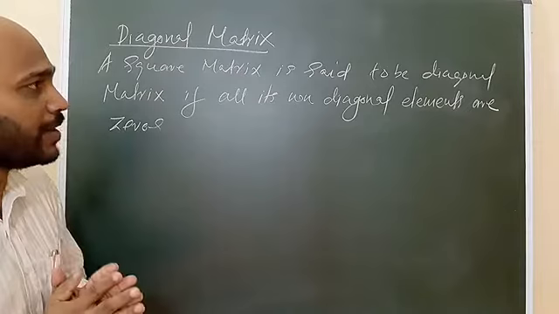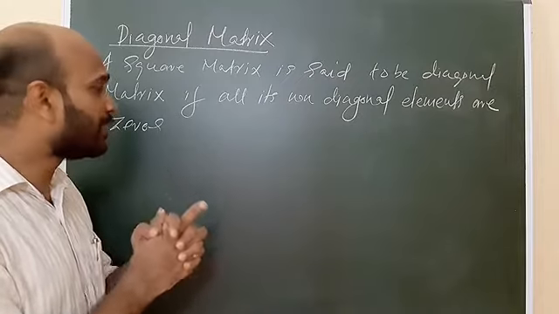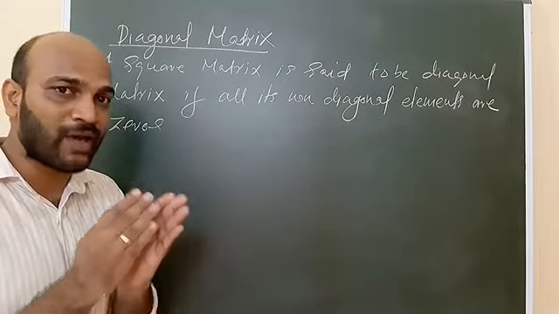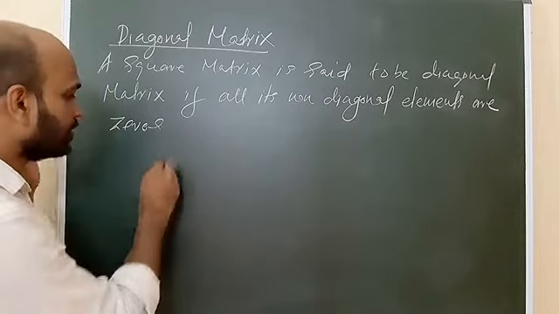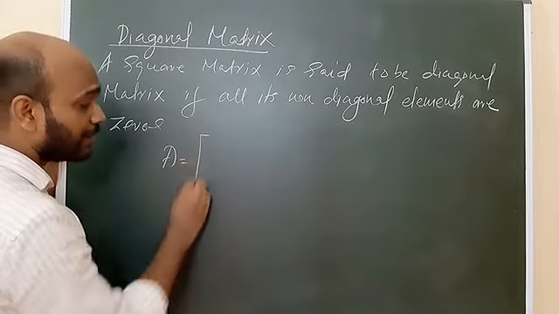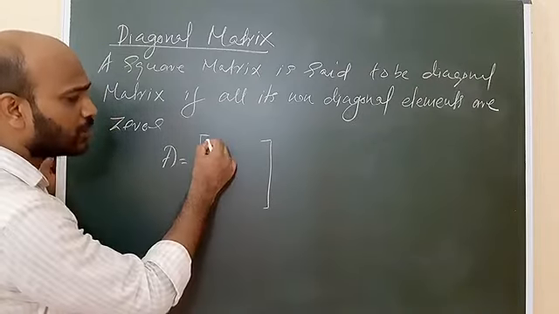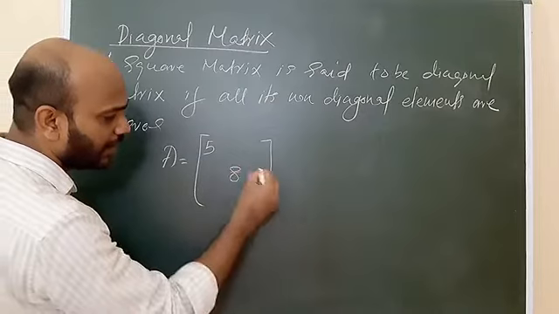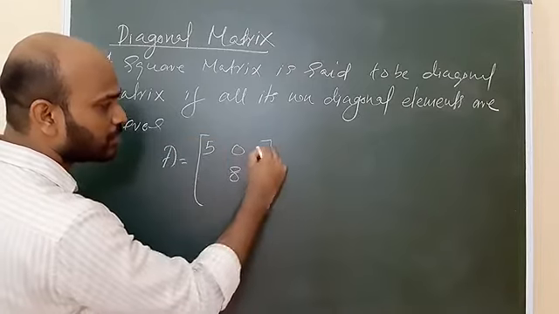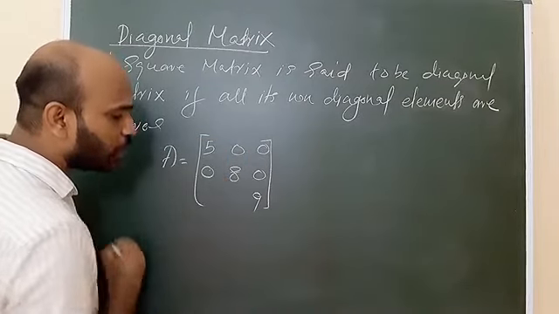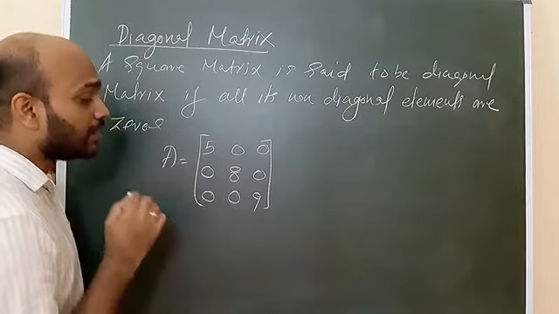A square matrix is said to be diagonal matrix if all its non-diagonal elements are zeros. Non-diagonal elements are zeros means all elements other than A11, A22, A33, etc. are 0. For example, A equal to a 3 by 3 square matrix. We want to convert this one into a diagonal matrix. So first we will write its diagonal elements 5, 8, 9. All non-diagonal elements should be 0. So this is equal to 5, 0, 0, 0, 8, 0, 0, 0, 9. This is an example for a diagonal matrix.